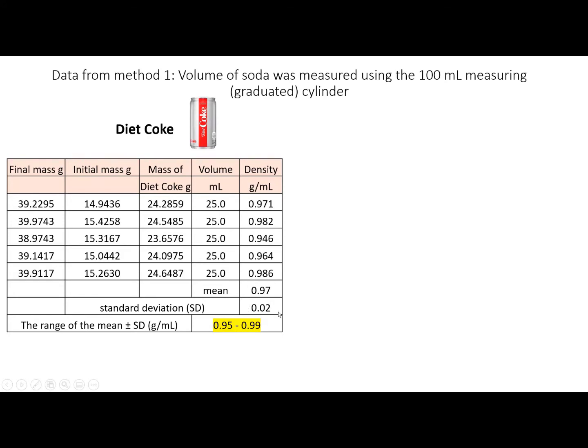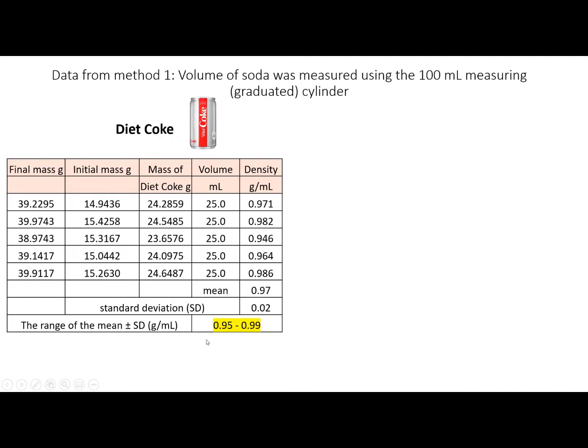The standard deviation is 0.02. As you see here, the first non-zero digit of the standard deviation is at the second decimal place. Therefore, the last significant figure of the mean should be at the second decimal place. So the mean was rounded to 2 significant figures. You also know that the experimental true value is a range defined by the mean and the standard deviation.